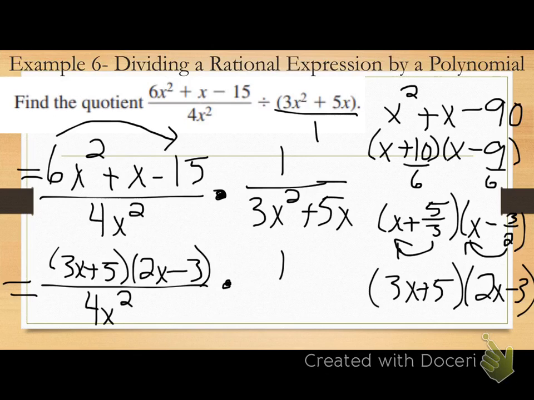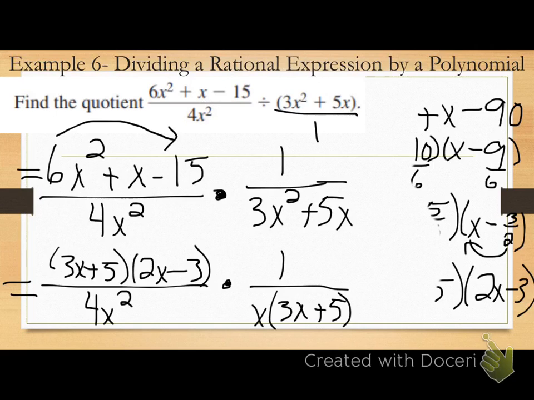Times, I can't factor that one anymore. What about 3x squared plus 5x? Can you pull out an x? Yep, I can pull out an x. So x times what would give me 3x squared? 3x. x times what gives me 5x? 5. Any questions? Can I erase my slide and divide work? Take that as a yes.